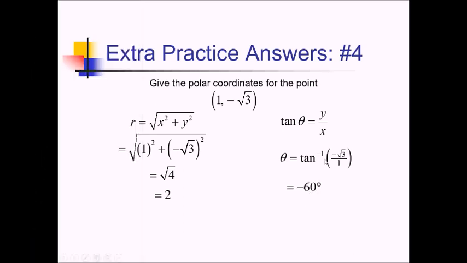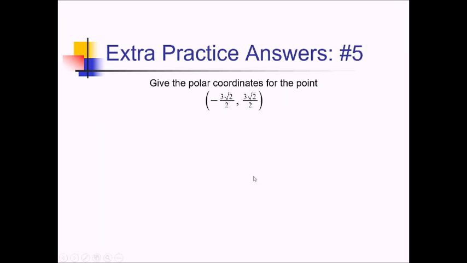But let's just check to make sure that matches the quadrant of the point they gave us. 1 comma negative root 3, positive x, negative y, we're down in quadrant 4. Negative 60 degrees is also in quadrant 4. So these things match and we don't have to add 180. Putting it together then to get the total point, that's going to be 2 comma negative 60 degrees.